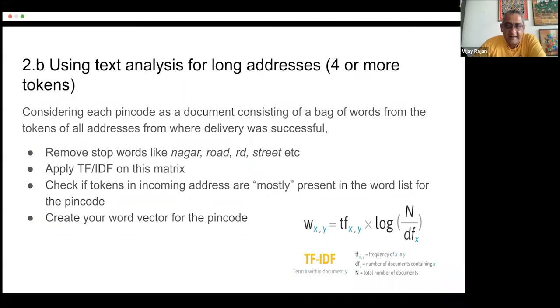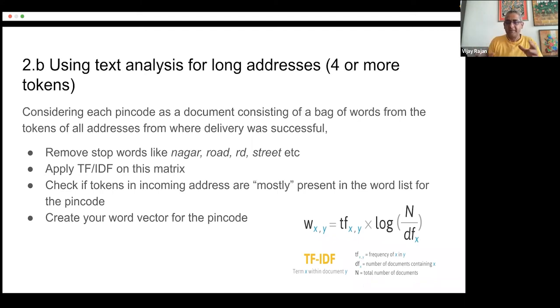Text analysis, I'll try to speed through this. You need to remove stop words like nagar. We consider each pin code as a document consisting of a bag of words, of tokens from the addresses where the order was successfully delivered historically. And then you remove some stop words like road, street, nagar, and so on. Apply TF-IDF on the matrix. What TF-IDF does is it exaggerates the frequent words that occur in not all but fewer documents, and reduces the noise in the matrix.